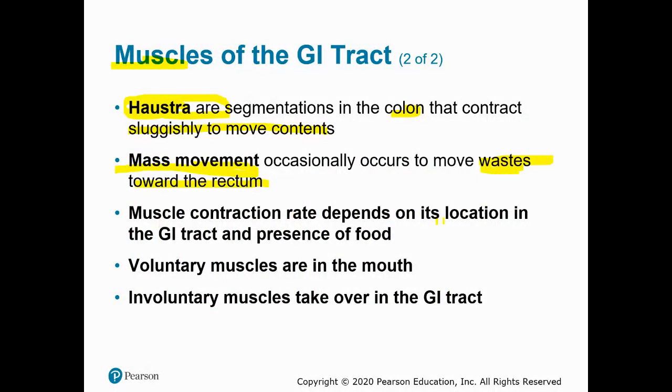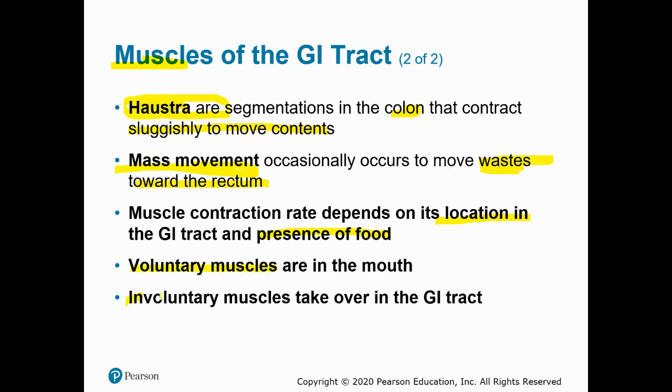The rate of muscle contraction depends on where it is in the GI tract and on the presence of food. So you've maybe noticed that, right? Personally, in the morning, I think most people have a bowel movement sometime in the morning. And maybe you pay attention: if you eat something, just a piece of fruit, does that presence of food trigger a bowel movement relatively soon? You're not having a bowel movement of the fruit you just ate. You're having a bowel movement of some of the food you ate yesterday.